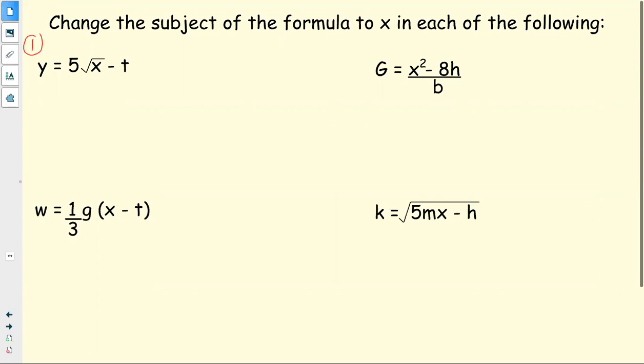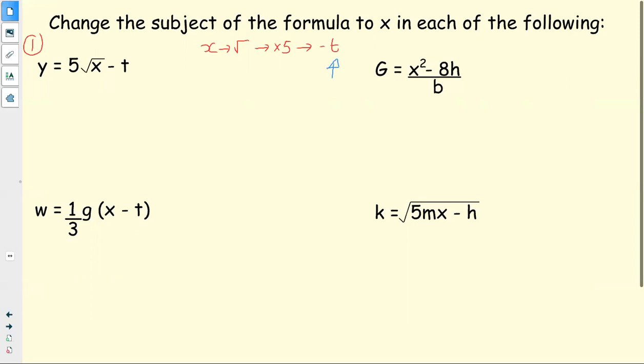So you have to undo everything that has happened to that x. If we start with this x here, what has happened to the x? The x has been square rooted, and then it's been multiplied by 5, and then we're subtracting t. So you want to undo everything that has happened to that x, and you want to undo it in the right order. So you really want to start here, and I want to undo this subtract t first.